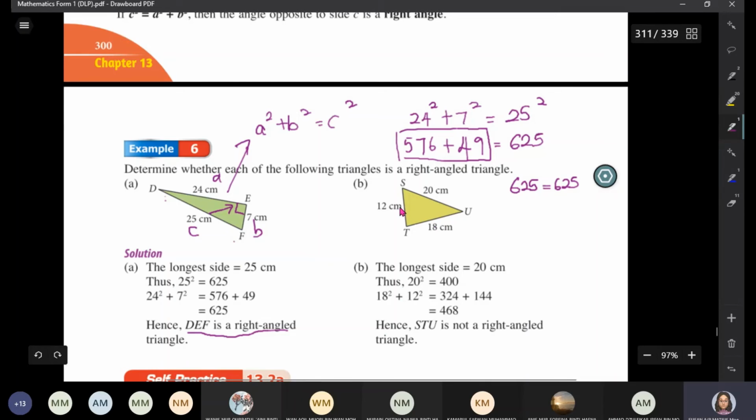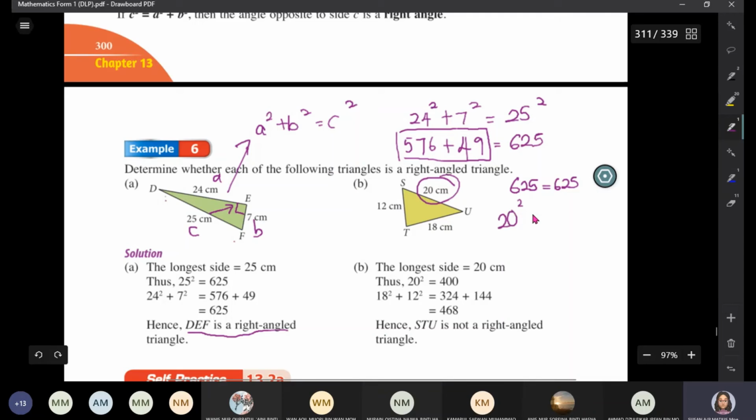Now you have 12, 20 and 18. So looking at the longer side, which is 20 centimeter, we can make the assumption that 20 centimeter is the hypotenuse. But is this a right angle triangle? That's the question. Okay, so let's do it.